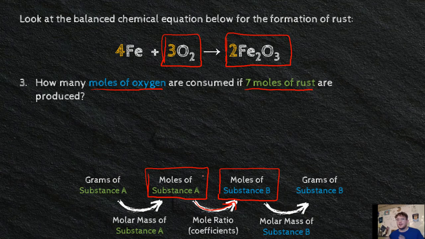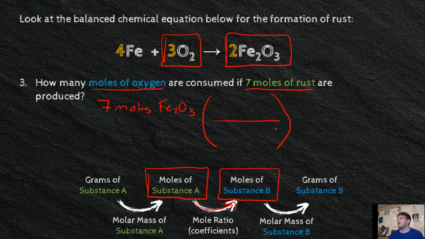Okay, so here's how dimensional analysis works. You start with what you're trying to convert. All right, so in this case, it is 7 moles of rust, Fe2O3. You always start with what you're trying to convert. Then you're going to have some sort of conversion, like this.